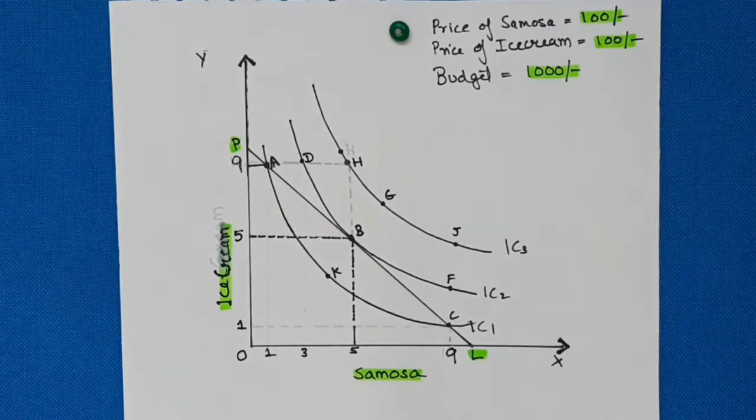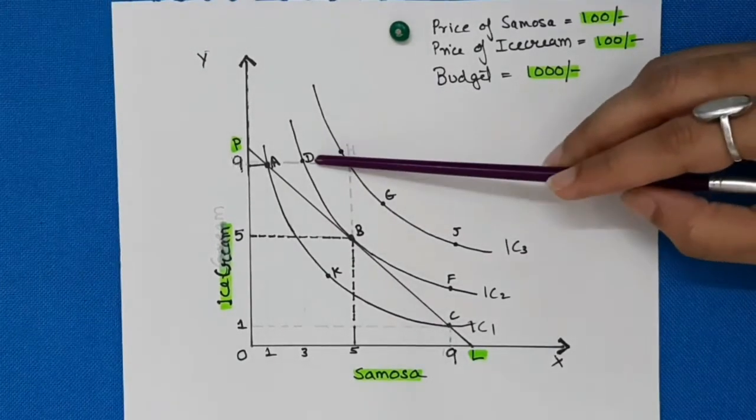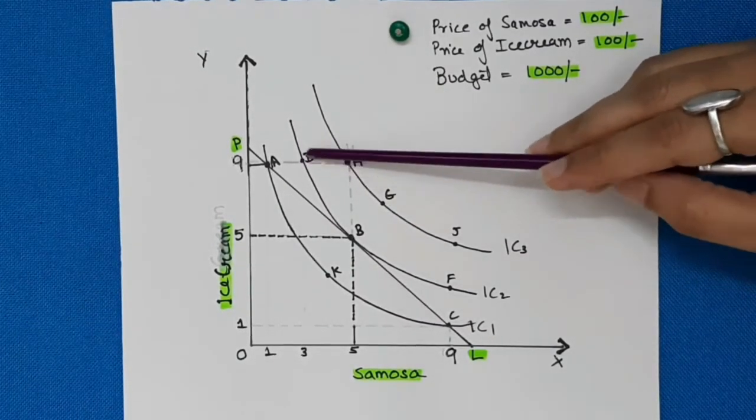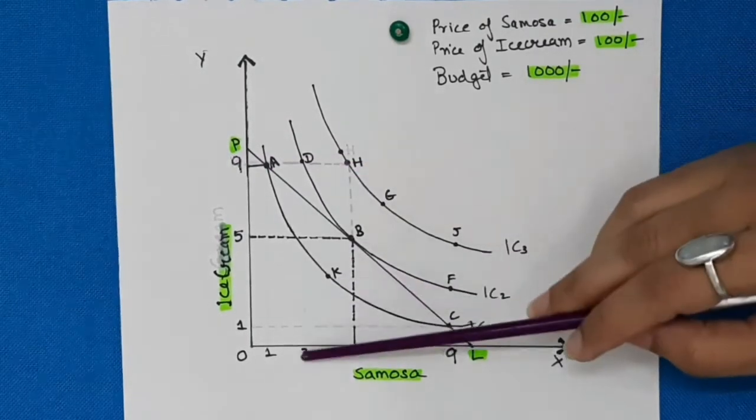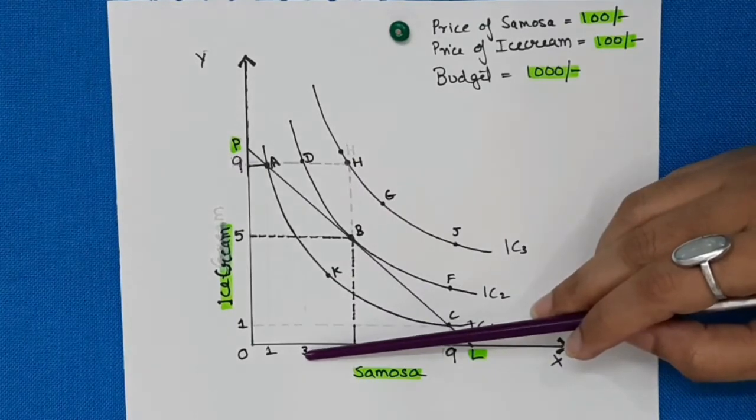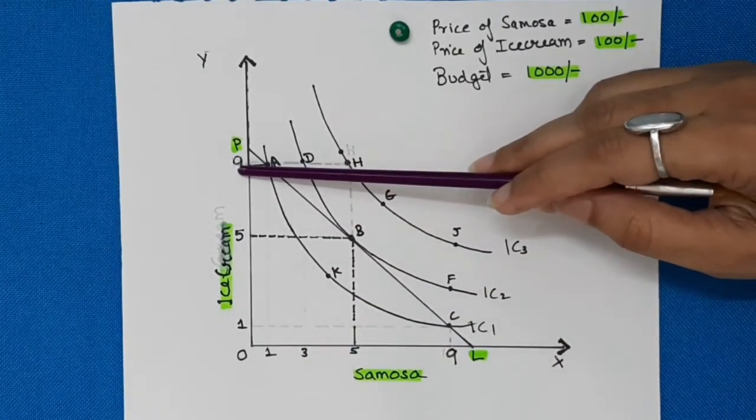Let us see point D and see whether the consumer can buy the combination at point D. Point D says 9 units of ice creams and 3 units of samosas, right? Now that means in order to buy 9 units of ice creams, you need to pay 900 rupees.